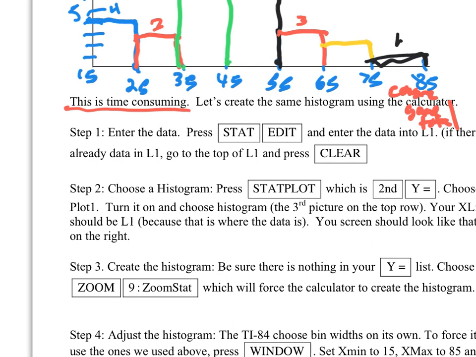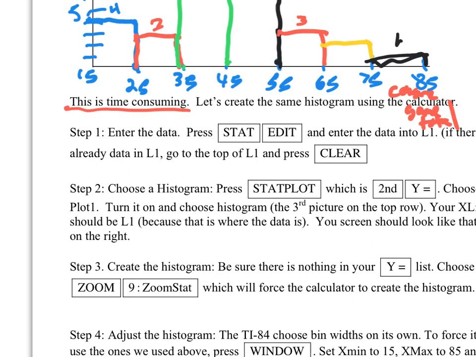So, let me show you something. We did it by hand. The calculator came up with its own formula. If I hit the word trace, where's trace at? The fourth button. If I hit trace, notice what comes up. In the top of this bin, he's telling me the frequency is 5. Our first bin didn't have 5.